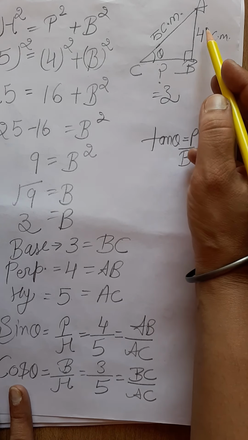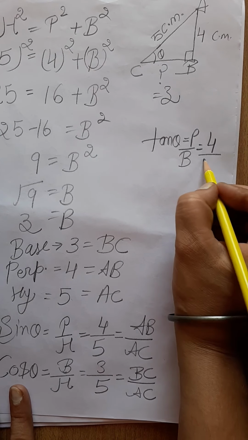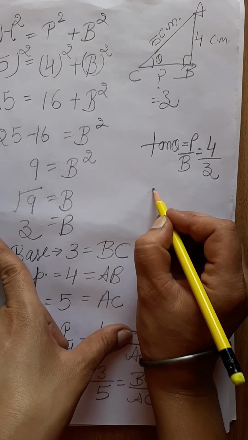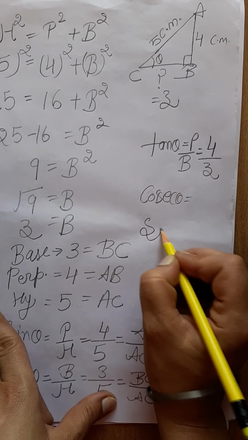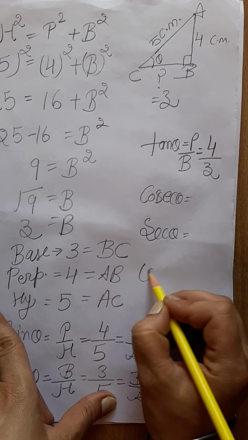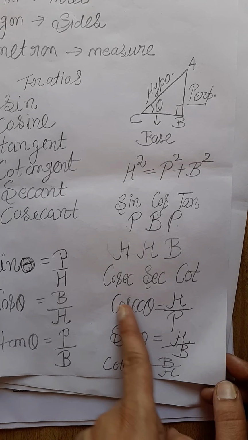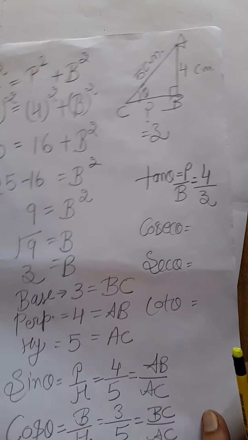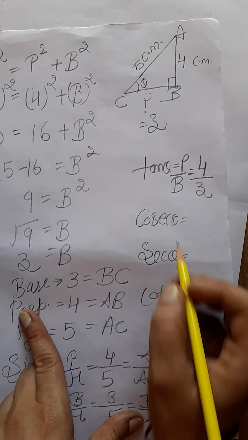P upon B means AB, that is 4, and BC, that is equal to 3. And if you want to find cosecant theta or secant theta, cot theta, then you can apply the same formula as we have done. Cosecant theta is h upon p. So you can write the value of h. What is h? 5 and p is 4.